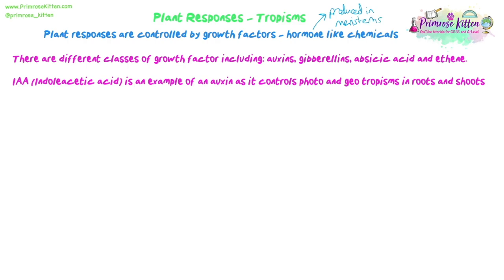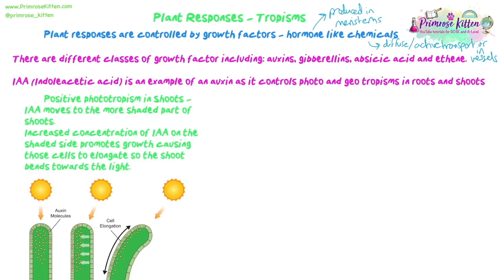And we've got different groups, including auxins, gibberellins, abscisic acid, ethene. IAA is the example we're going to look at, which is indoleacetic acid, and it's an example of an auxin. So it's within the group of auxins, and it controls both phototropisms and geotropisms or gravitropisms in both roots and shoots. So let's look at phototropism in shoots first. So the way it works is that IAA moves to the more shaded part of the shoot. In this case, we've got the sun moving throughout the daytime and changing direction.